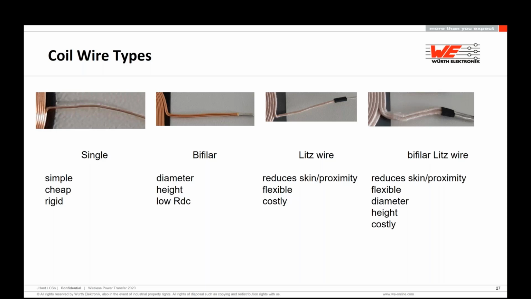What are the advantages or disadvantages? The single wire is very simple, it's cheap, and you can use it every time for any shape.